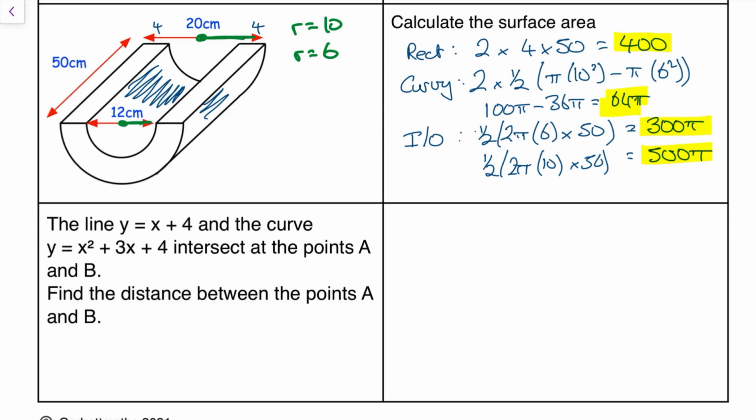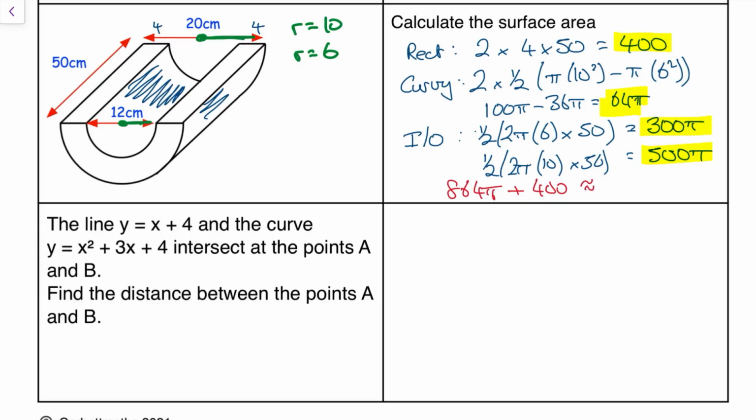If I add all of this together, I have got 300 pi plus 500 pi plus 64 pi, which is going to be 8. Actually, I can do it in a different color, so again we can see what we're doing. So that's going to be 864 pi plus 400, and I'm happy with that as an answer. But just while I'm here, let's actually work out an approximation of that.